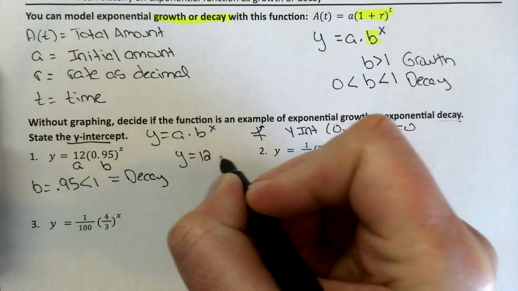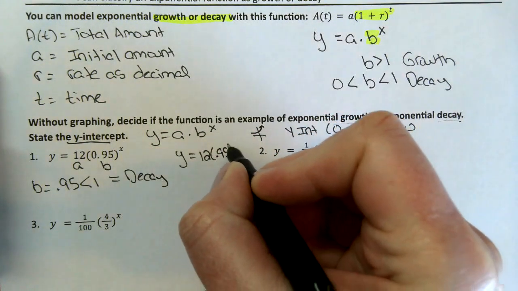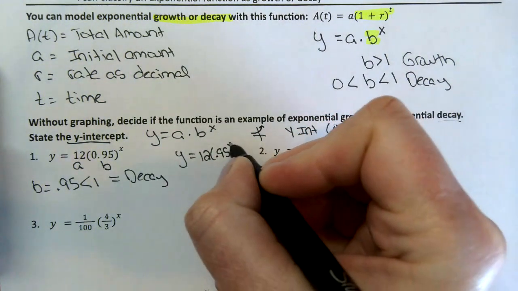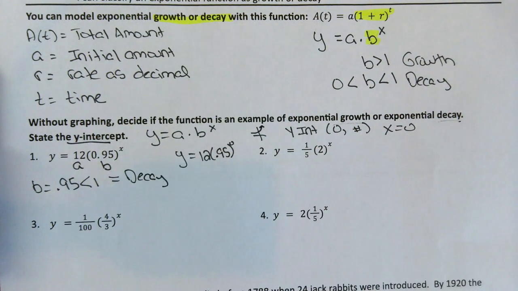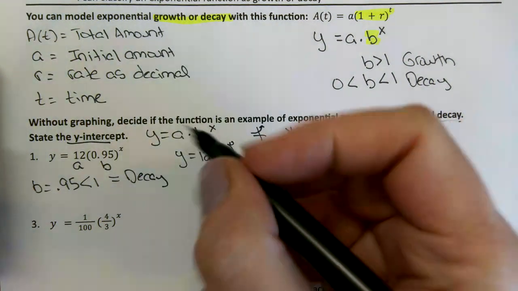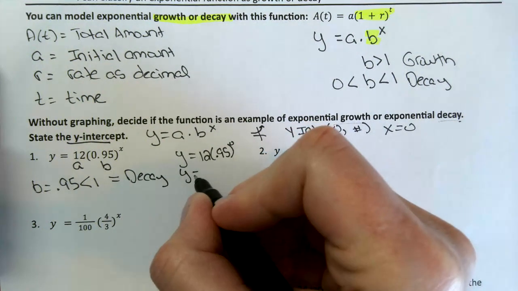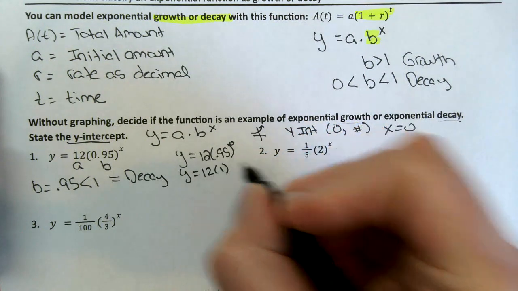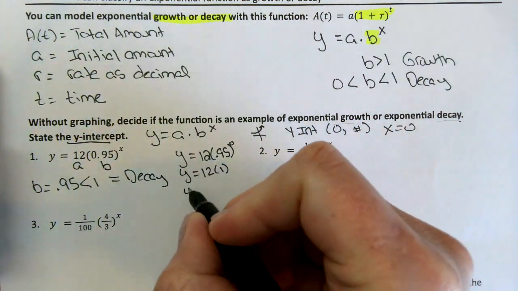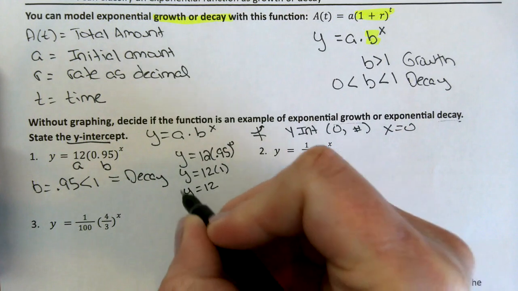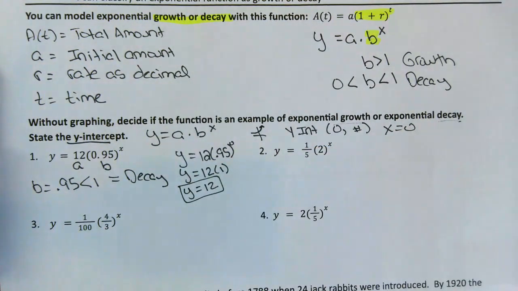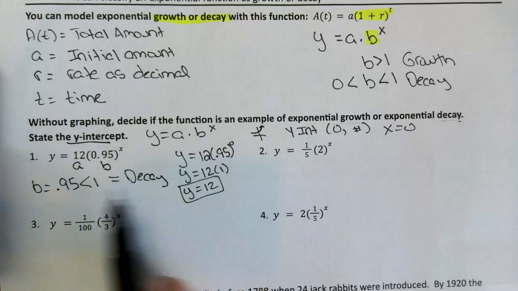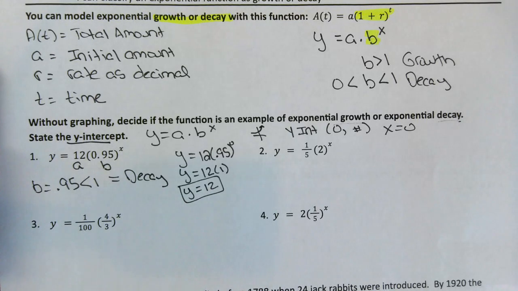So y equals 12 times 0.95 to the 0 power. What is anything to the 0 power? It is 1. And 12 times 1 equals 12. Oh, the answer is that number. Okay, let's do that a few more times. I wonder if that's a pattern that's going to happen.